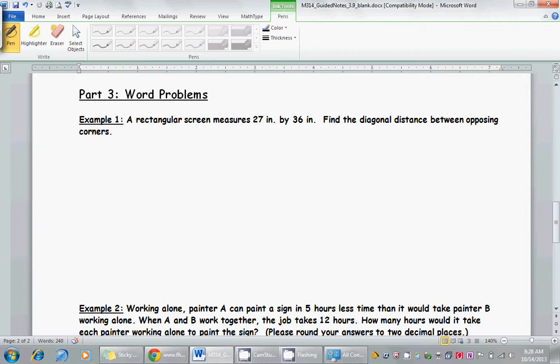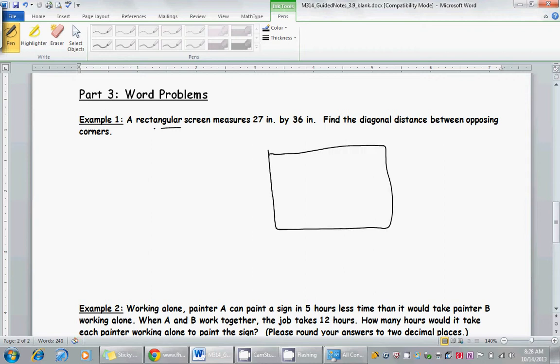So, rectangular, so I will draw a rectangle. Oh boy. And this is going to go about as well as you'd expect. There you go. That's a nice rectangle. 27 inches by 36. Good. Find the diagonal distance between opposing corners. So diagonal, let me go ahead and draw a diagonal in here. And so find the diagonal distance. So I'm going to call this x, this is what I'm looking for.